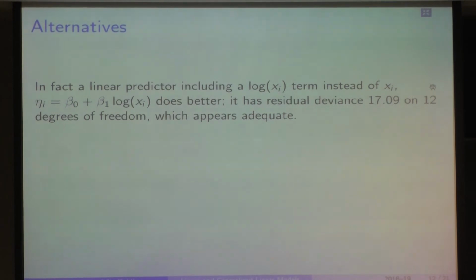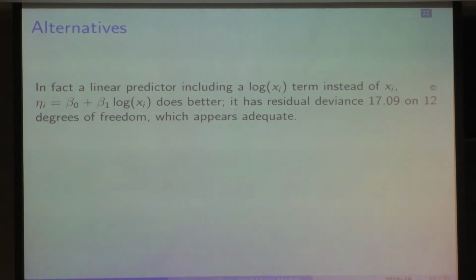It turns out that if you use a log term instead, so this is actually getting rid of the xi entirely and just using log of xi on its own. Okay, so that's another way of fitting something which is curved before applying the link function. So if you do that, your linear predictor eta i is beta 0 plus beta 1 times the log of the xi's. So that would mean that the Poisson parameter was the exponential of that. Then that does better, in fact.